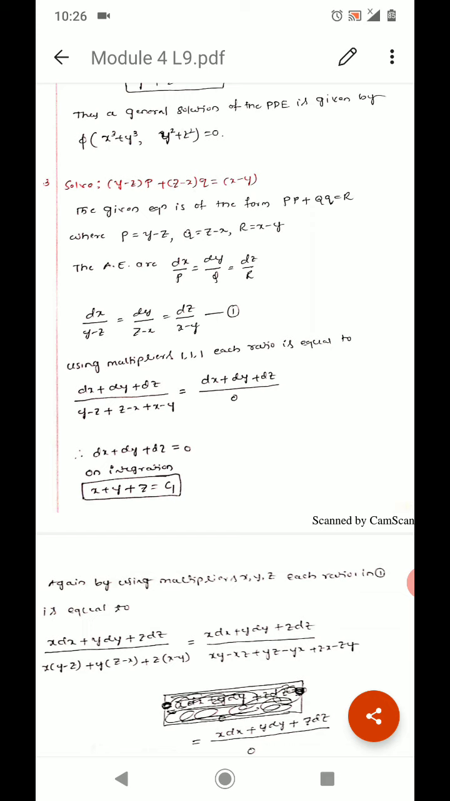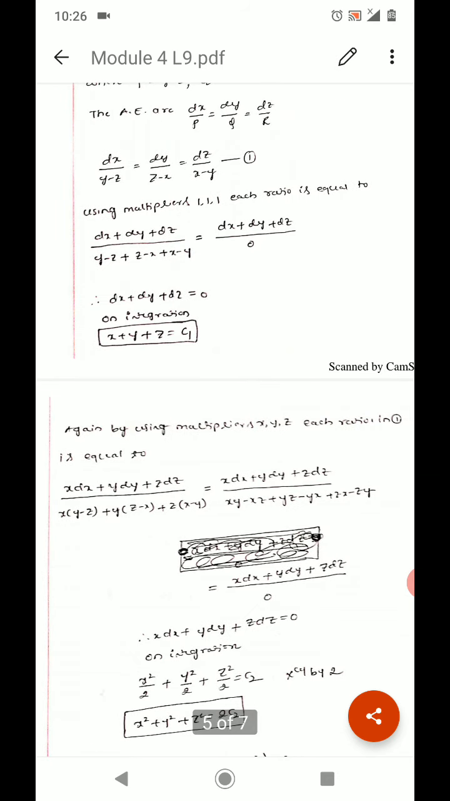Therefore on integration, the integral of dx is x, plus the integral of dy is y, plus the integral of dz is z, which is equal to c1. Again use the multipliers x, y, z. Then the equation becomes x dx plus y dy plus z dz divided by x(y minus z) plus y(z minus x) plus z(x minus y), which becomes x dx plus y dy plus z dz divided by xy minus xz plus yz minus yx plus xz minus zy.